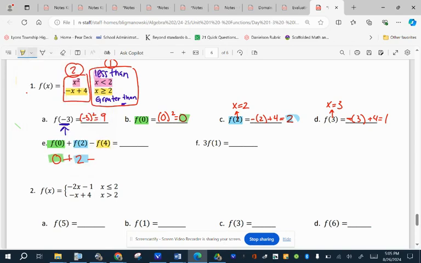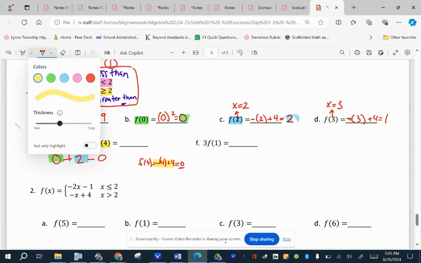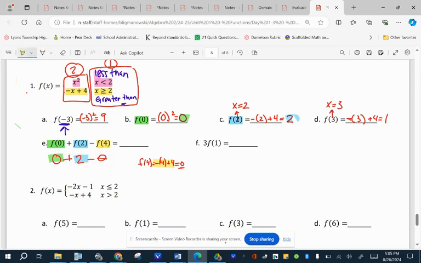Well, I actually didn't solve for f of 4, so let's solve for f of 4. 4 is greater than 2, so that's going to be this yellow inequality, so this yellow equation. So negative 4 plus 4 is going to equal 0. So f of 4 is going to equal 0, so we'll put 0 in that spot, minus 0. Okay, so 0 plus 2 minus 0 is going to give me 2.